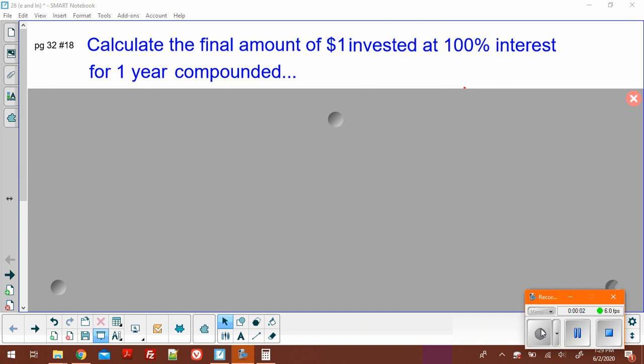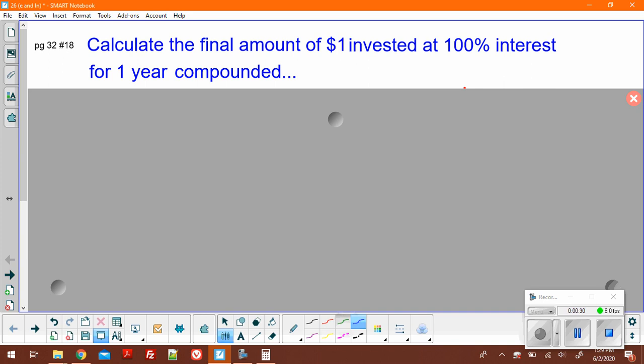Hello, everyone. Before we start this lesson, we're going to go back and review a question from a long time ago in the homework. Had we been in class, we definitely would have taken this up when we hit this question, but we'll talk about it briefly here. So this is page 32, number 18. It asks you to calculate the final amount of $1 invested at 100% interest for 1 year at different compounding periods. So before I start revealing, this is going to be the express version of that question.